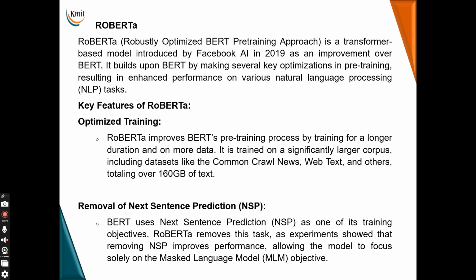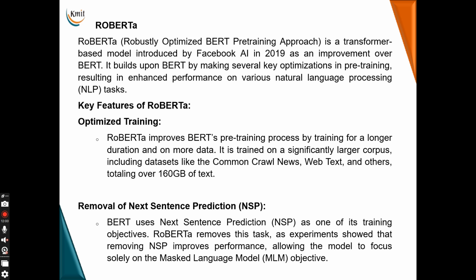What are the key features of RoBERTa? It improves BERT's pre-training process by training on huge amounts of data for a longer duration, and you are trying to have more data compared to BERT, and its training is done on a significantly larger corpus, which includes common crawl, news, web text and others, approximately 160 GB of text by the time this textbook has been written.